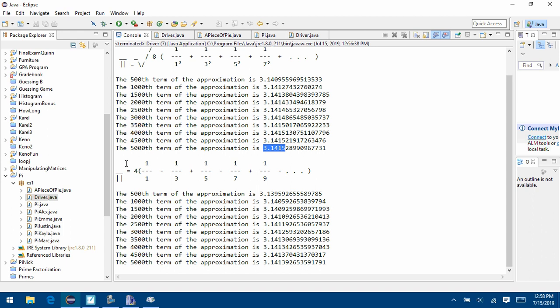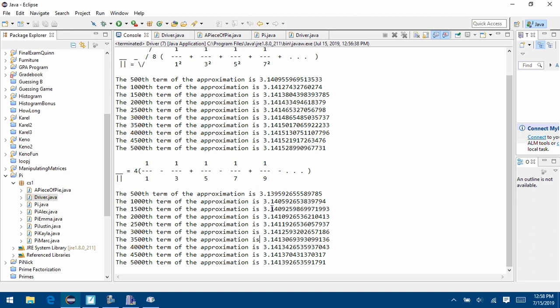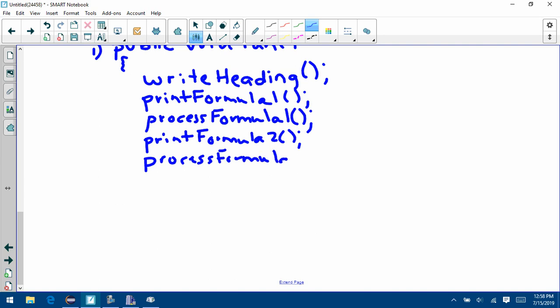Then you're going to do the same thing again with formula 2. You're going to print formula 2 up top first, and then you're going to process formula 2. And again, you can see as you get closer to 5,000, it gets closer to 3.14, which is approximating pi. Okay, so we did print formula 1, process formula 1. What do you think is going to be next? Hopefully you're saying print formula 2. And then you're going to process formula 2. And that's it. That's your run method.